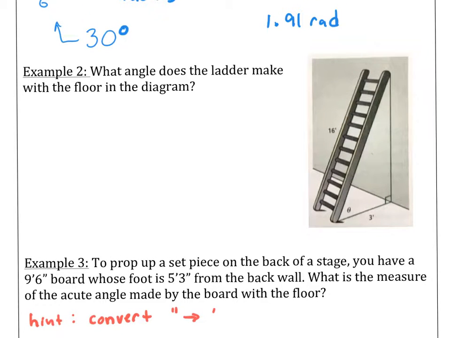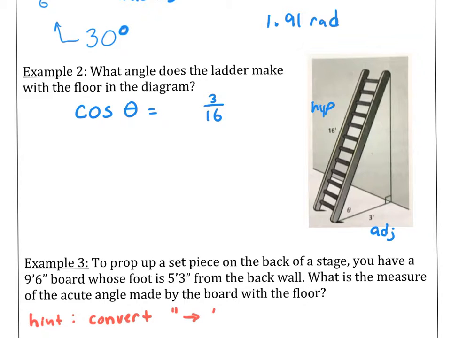What angle does the ladder make with the floor in this diagram here? So we have a 16-foot ladder, and the foot is 3 feet away. So we want to find out what theta is. So we just look to see what we know relative to theta. This is my adjacent. This is my hypotenuse. So therefore, I'm going to use cosine. So the cosine of theta is equal to 3 over 16.